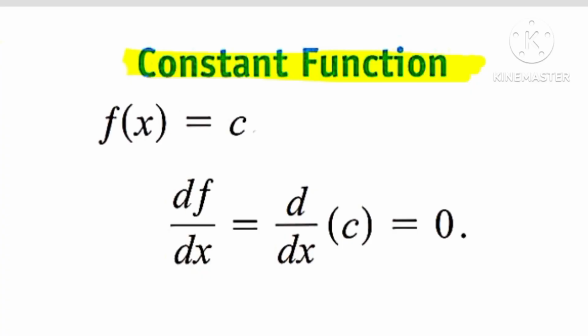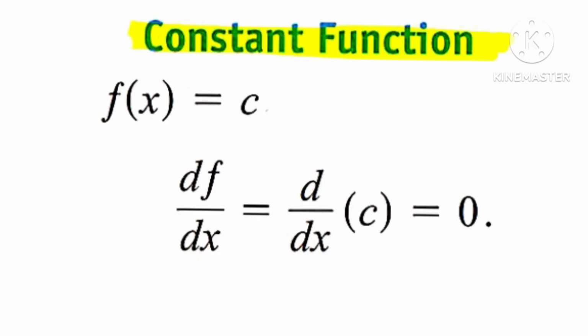The first rule is really simple. If the function is equal to a constant value, f(x) equal to c, where c is a constant number, then d f(x) by dx is 0. The reason is because c does not change with respect to x.